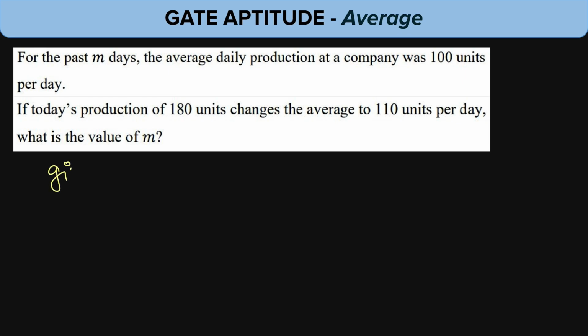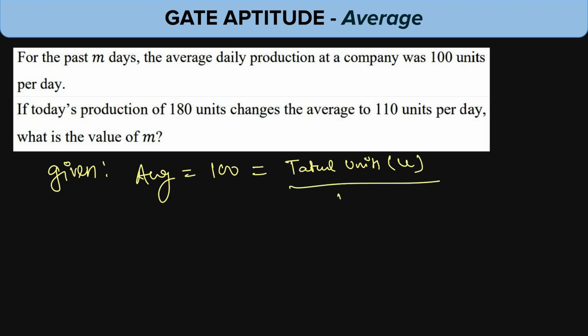Given values are given as: average, which is 100, equals total units, let's assume it's u, over m days. So here we will have u equals 100 m. If today production changes the average to 110 units per day, then what is the value of m?